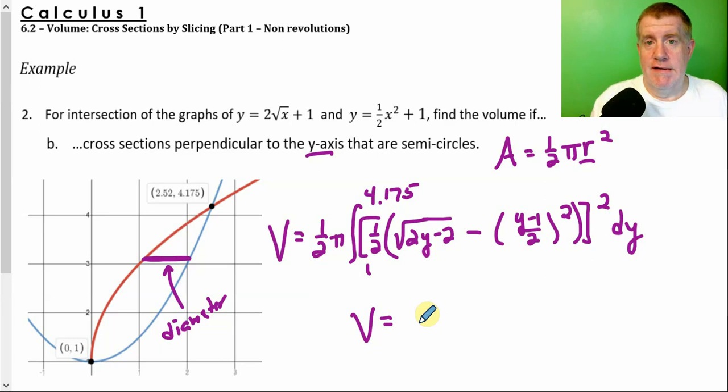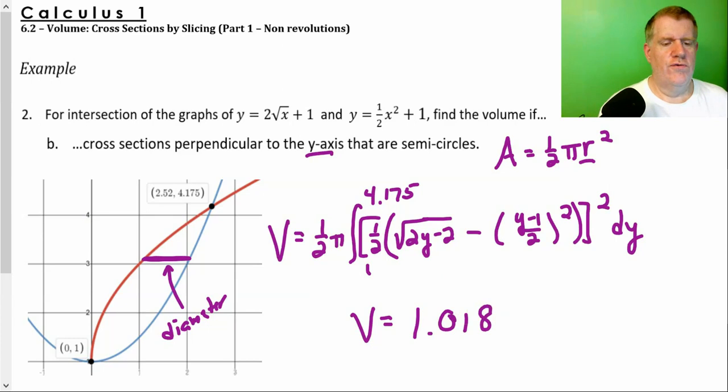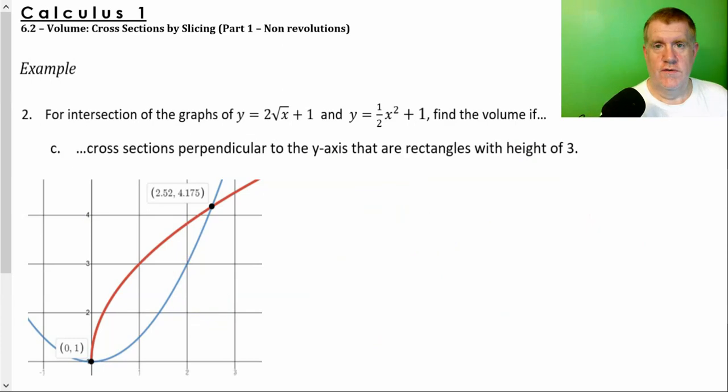All right, let's calculate that answer. Volume of 1.018. All right. And these are a little weird. Take a little getting used to. Remember the steps.